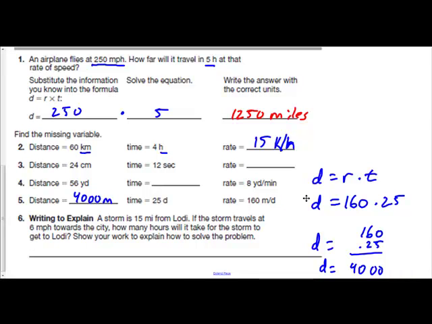So write your formula. Distance equals rate times time. Fill in the information you know, and then solve the problem.